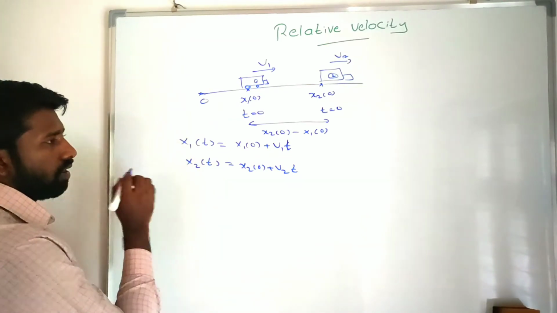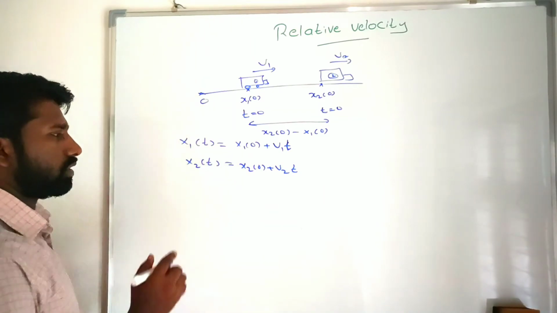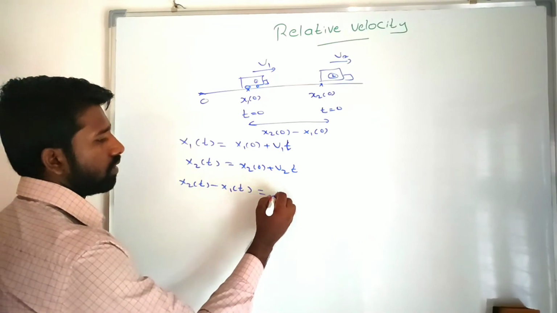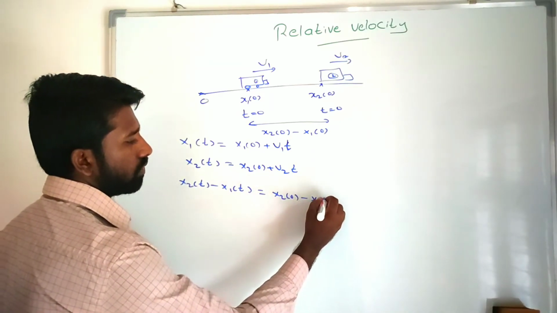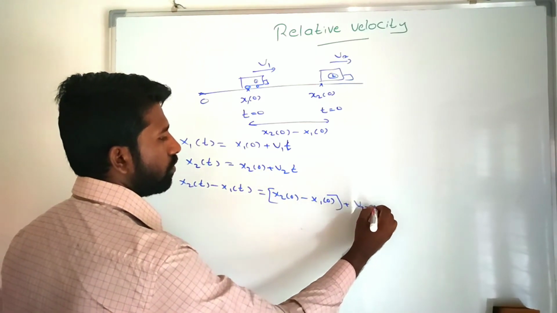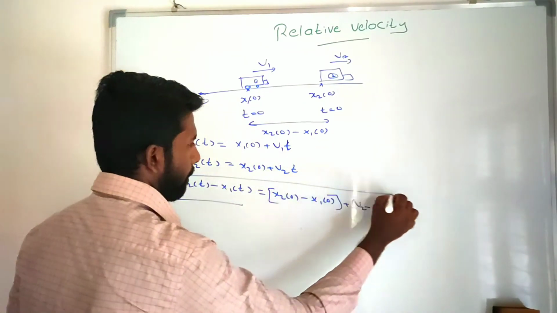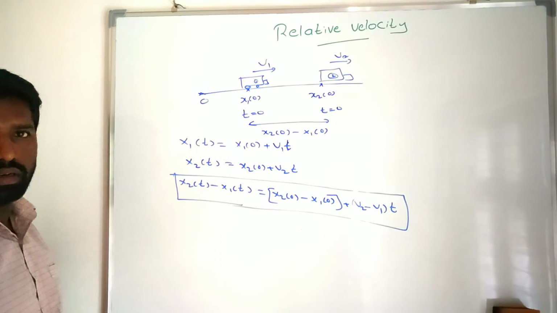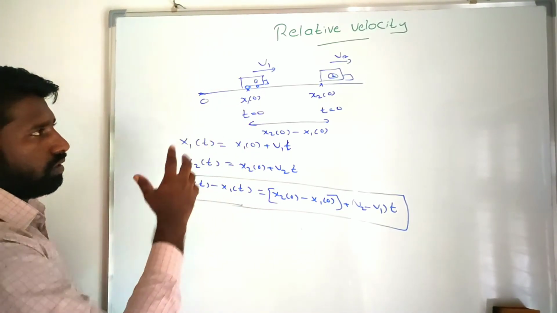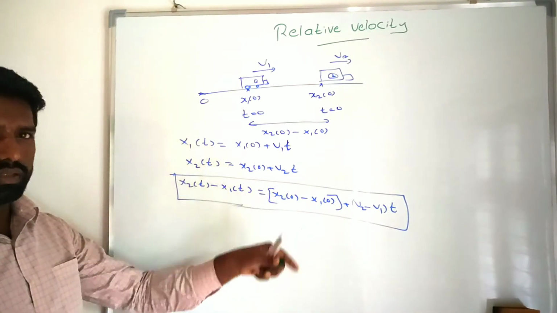Then I want to find out the distance between the bodies after t time. That is x2 of t minus x1 of t, which is equal to x2 of 0 minus x1 of 0 plus v2 minus v1 into t. This is the position of the two bodies. Okay. Now we will see the cases in this.